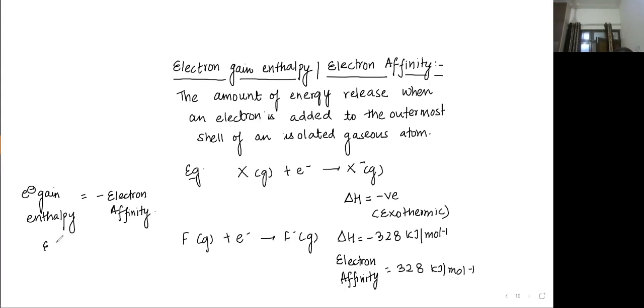If electron affinity is positive, it means the element wants to add the electron. It means addition of electron is easy. If electron affinity is negative, what does it symbolize? That the affinity of the atom to add the electron is difficult. That the addition of electron is difficult.